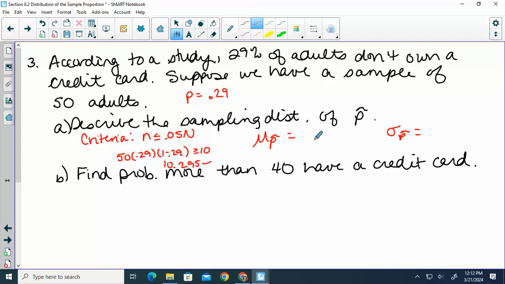The mean is the same as what? P. So that'd be 0.29. How do we get the standard deviation? So that would be the square root of 0.29 times 1 minus 0.29, divided by 50. And there's 0.0642.